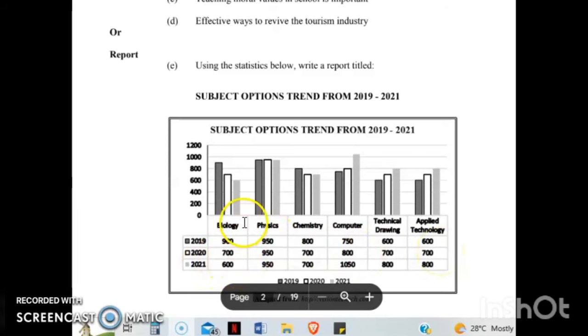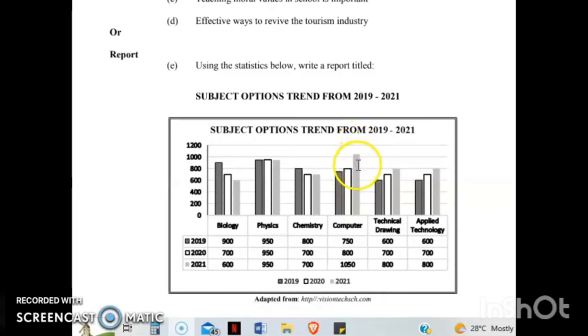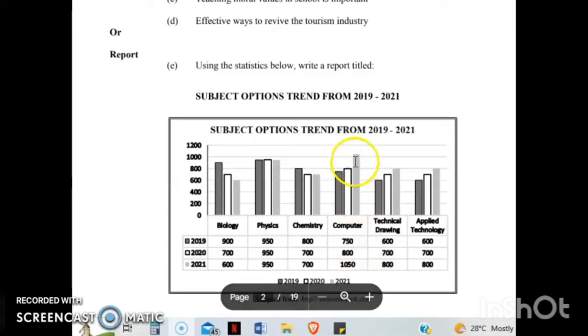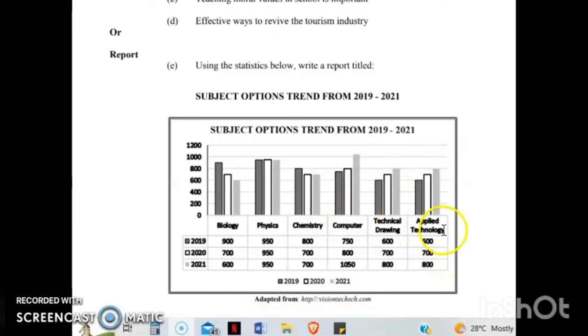In 2021, there was another decrease. So it's steadily going down. Okay, just looking at the bar graph, which is 600, then physics has remained the same. Chemistry has remained the same. Computer, then we have seen a spike. So spike is going up. So 1,050 students have gone on to choose computer as a subject, and TD increased and AT increased. So you can see computer, TD, AT have all increased over the last 3 years from the table.